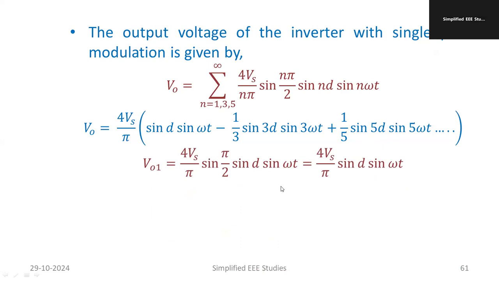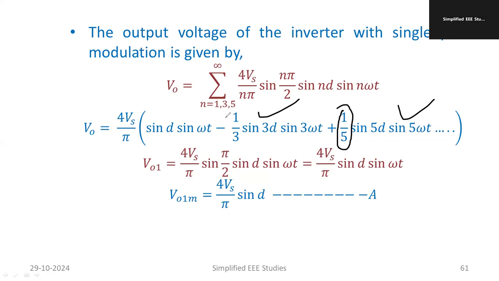there are a large number of odd harmonic terms available. Look at this, odd harmonic terms. I can point out which are the odd harmonic terms. So there are a few odd harmonic terms present over here. This is your odd harmonic term, and this is another, 1 by 5. So there are so many odd harmonics present in the system.